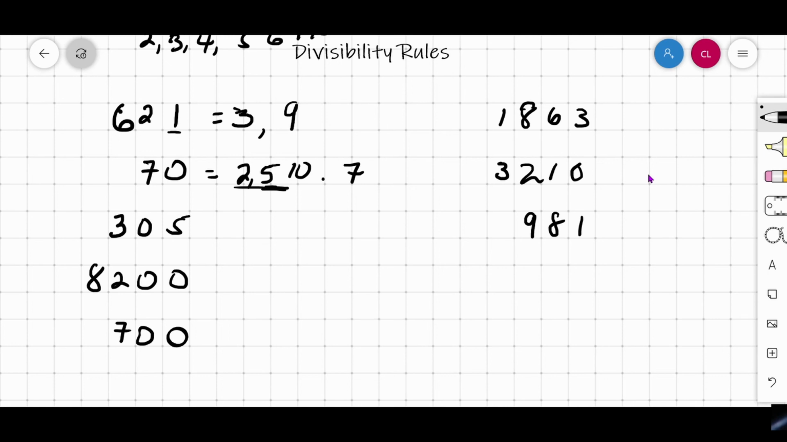All right. What about 305? Well, when we find the sum of these digits, we get 8. So that won't work. It's not even. 3, no. Okay, so 5 can go in there. What about 8,200? Well, it's even, so 2 can go in there.